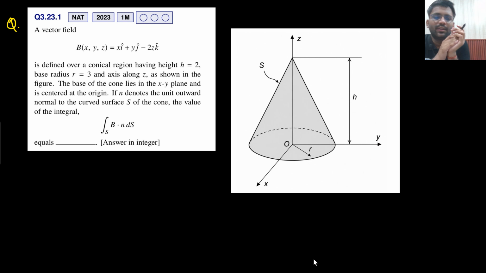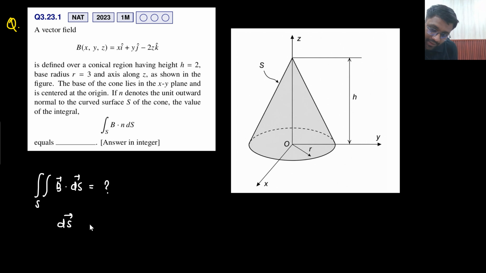This is a question. What are you supposed to calculate? From the curved surface, I am supposed to calculate B dot ds. B is mentioned. This time, from the curved surface, I am supposed to calculate B dot ds. You have said that in the GATE examination till this date, questions from the curved surface have not come. But this question has come. So this is what I am supposed to calculate. B is fine. I need to write down the ds vector.